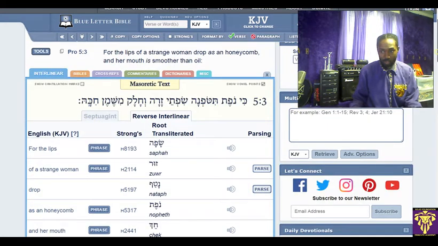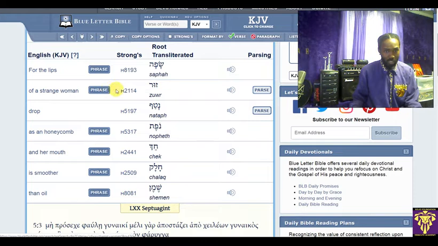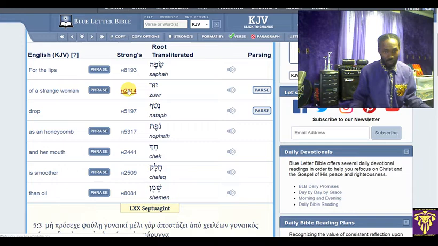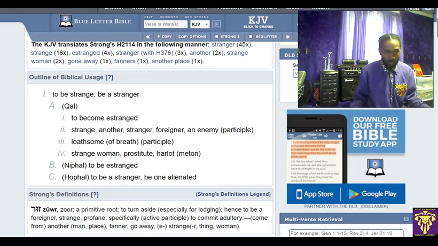Okay, so let's go into the tools, the interlinear, strange. So when you see strange in the Hebrew, Strong's H2114, zur. It says zur, or some may say zawar. So let's go into it to discover the strange woman. To be strange, to be a stranger, to become estranged, strange, another, stranger, foreigner, an enemy. Loathsome, a strange woman, prostitute, harlot. Because that's what a strange woman can also be counted as, a prostitute or a harlot, a whore. And then it says to be estranged and so forth. To be a stranger, to be one alienated.